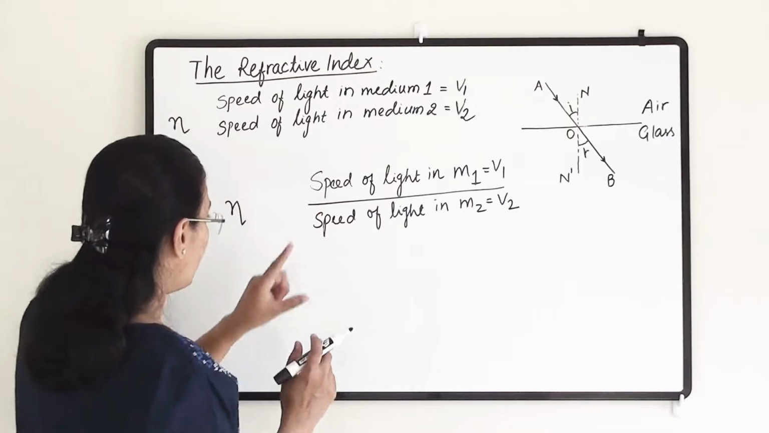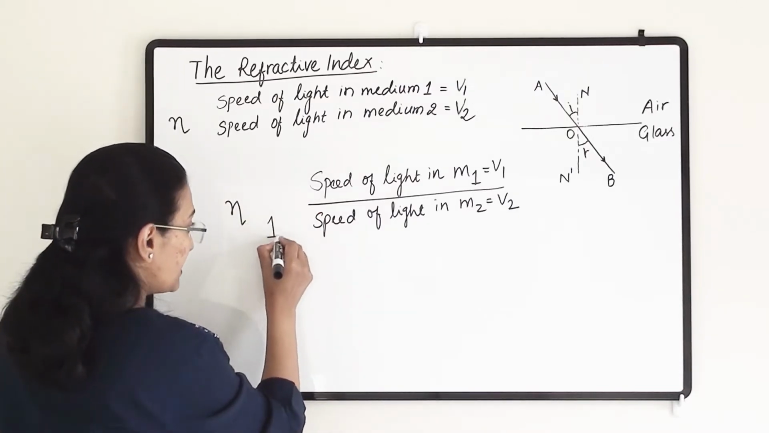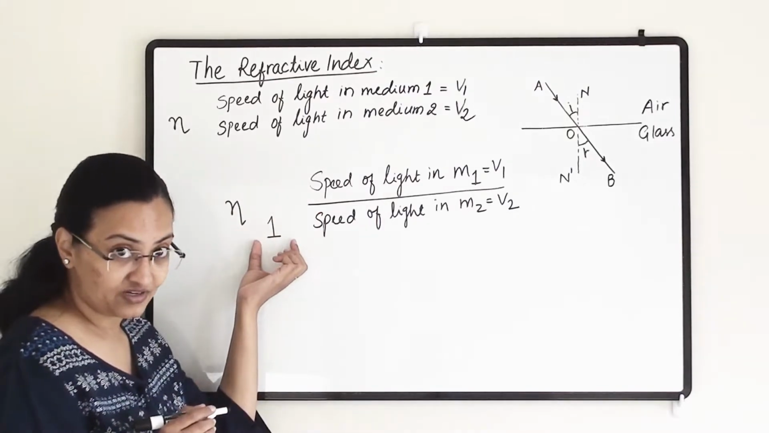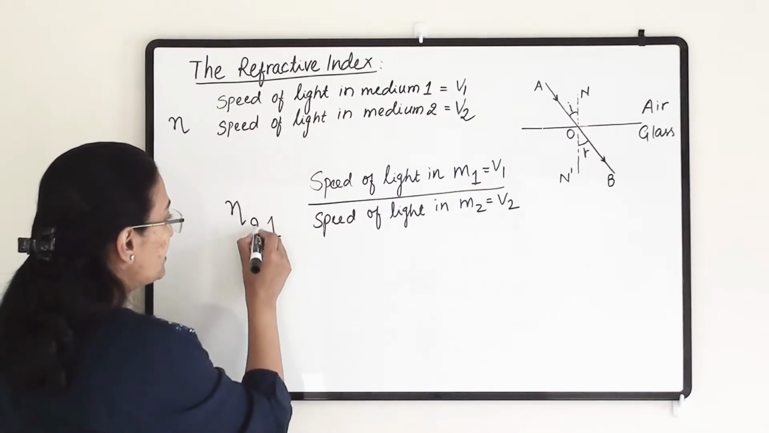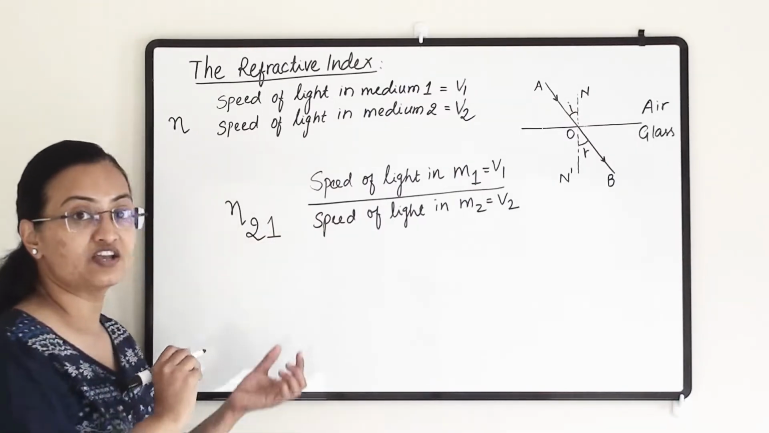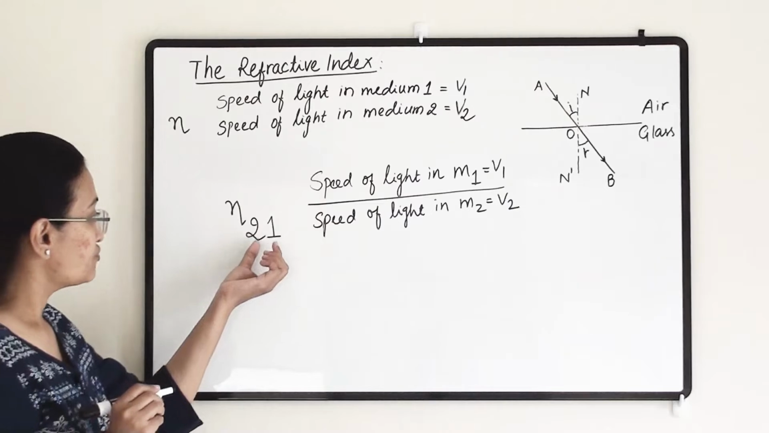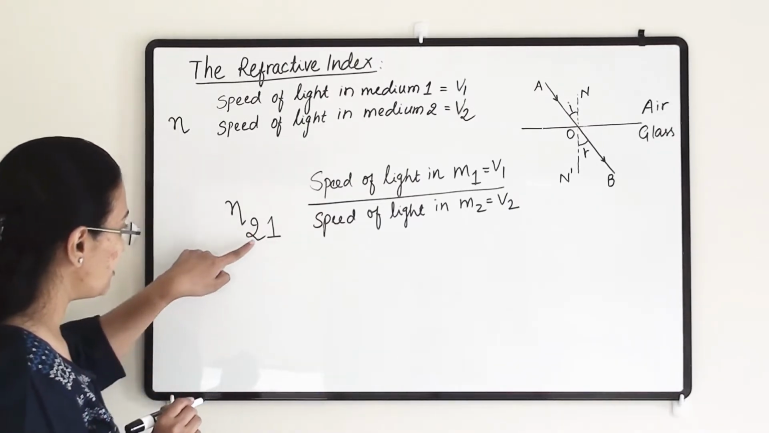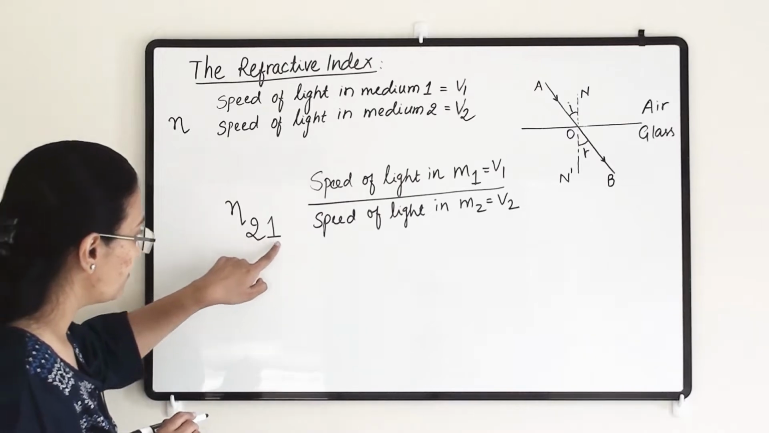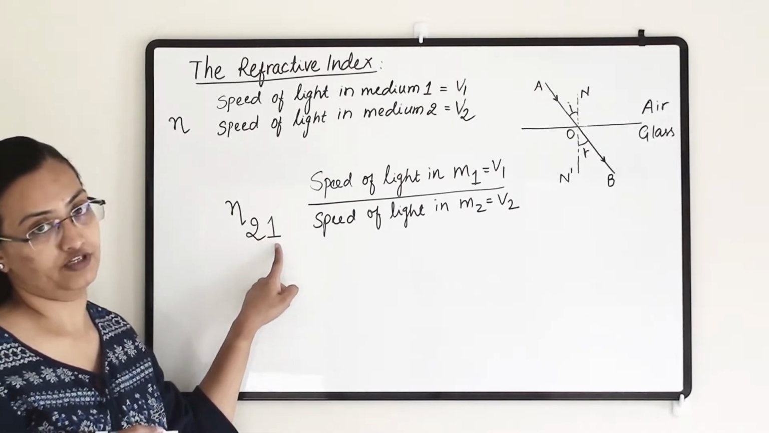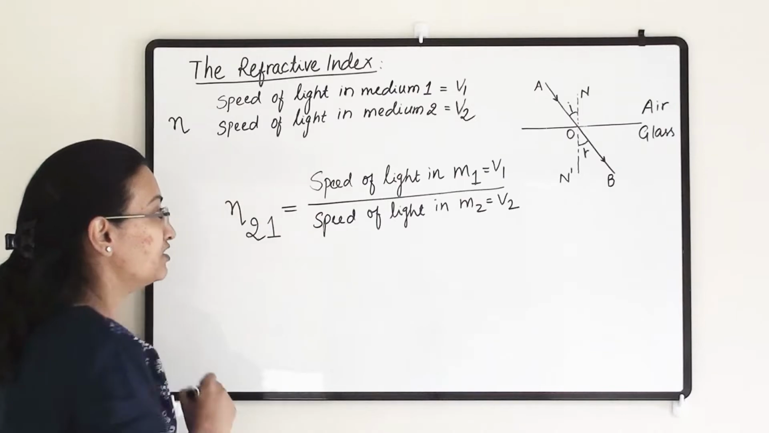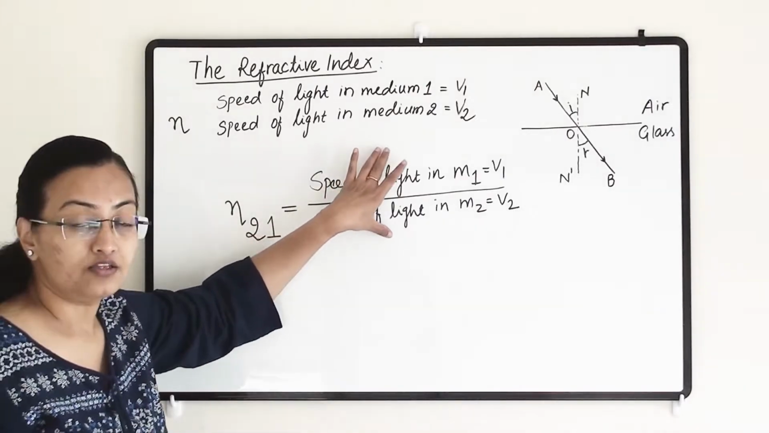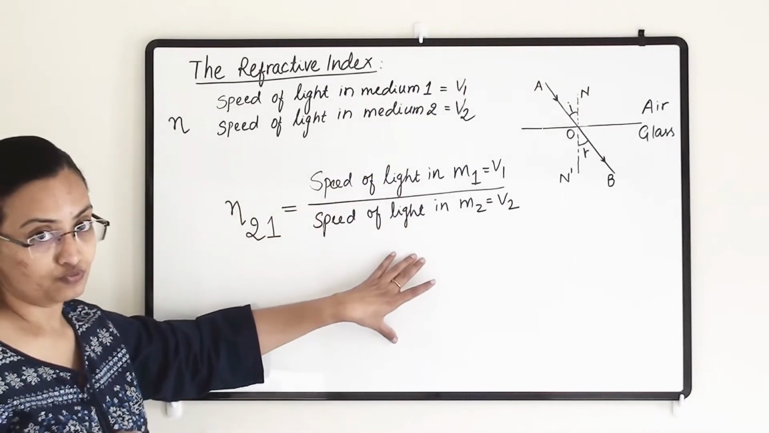So the speed of light in medium 1 we are taking as a reference, and we are finding the refractive index for medium 2. So refractive index 2,1 means we are finding it for the second medium with respect to medium 1. That is our ratio of medium 1 divided by medium 2.